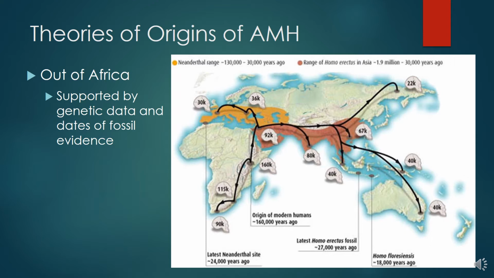Now, the third theory that you'll read about in your book is the hybrid hypothesis between the multi-regional evolution and the out of Africa hypotheses. This encompasses some of the more recent evidence that we have for interbreeding between humans and Neanderthals, and also the existence of the Denisovans, who are still an enigmatic Asian species.